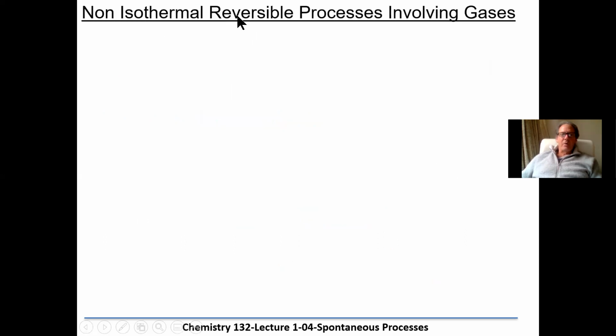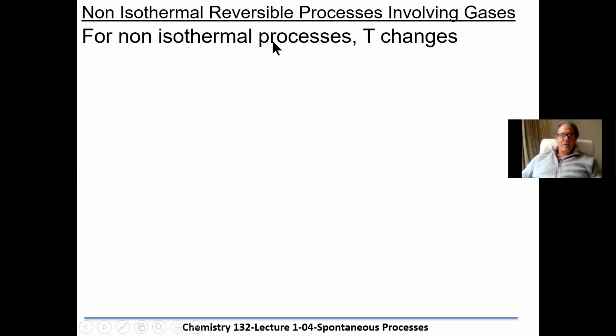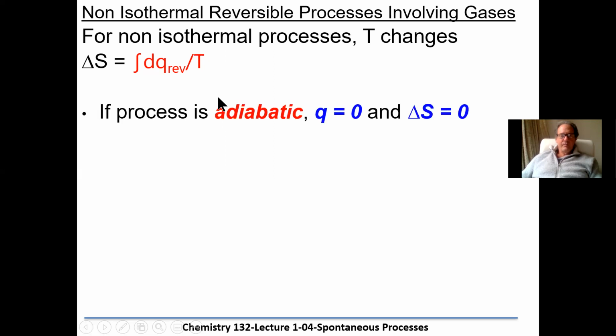Now, non-isothermal reversible processes involving gases. For non-isothermal processes, the temperature changes, so delta S is going to equal the integral of dq reversible over T. If the process is adiabatic, what does adiabatic mean? It means no transfer of heat. It means the system is insulated perfectly. A kind of a theoretical thing. I mean, no system is insulated perfectly, but in order to calculate the change, we're going to assume it's as close to perfect as possible for these adiabatic systems.